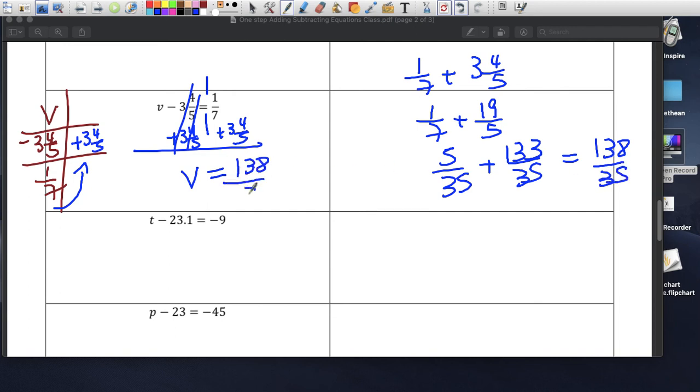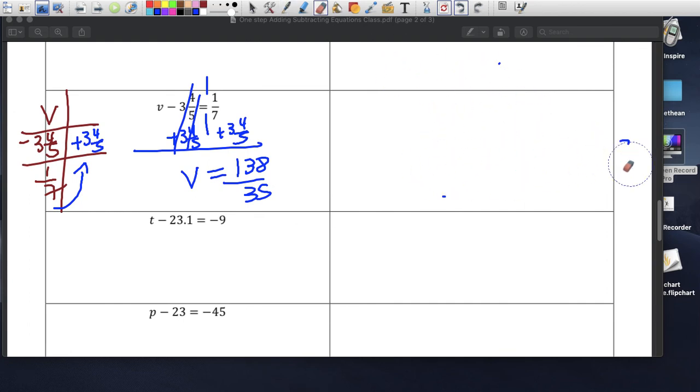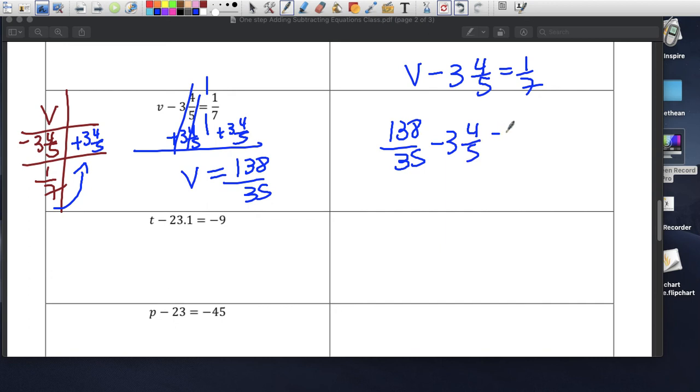So I'm going to leave it like that. Now I'm going to do my check. My check is V minus 3 4/5 equals 1 over 7. So my V that I found, 138 over 35, minus 3 4/5 has to give me 1/7.